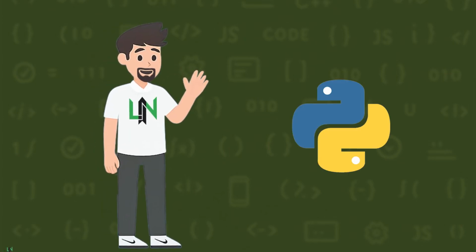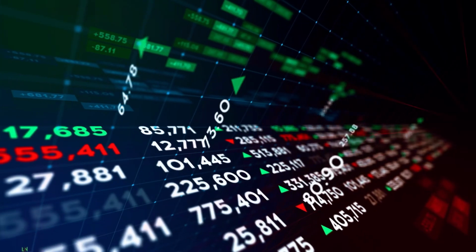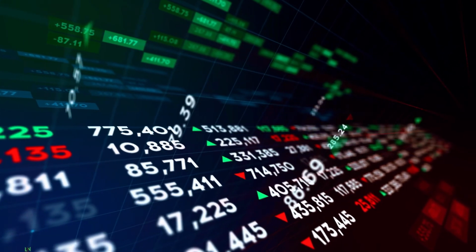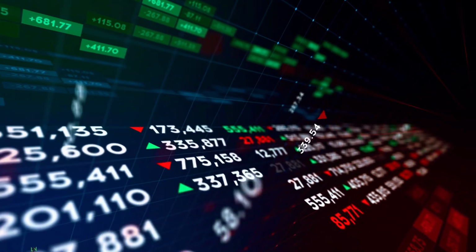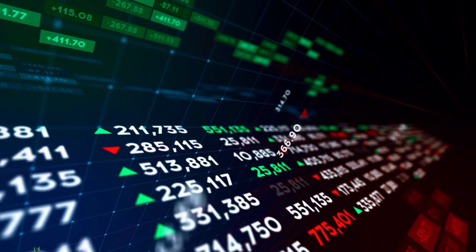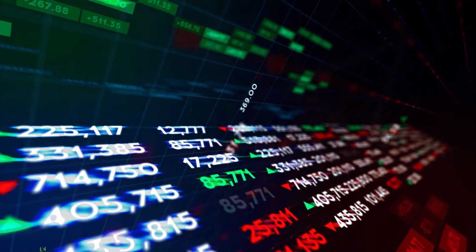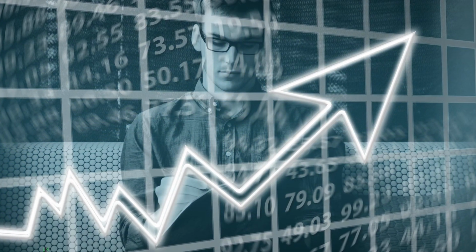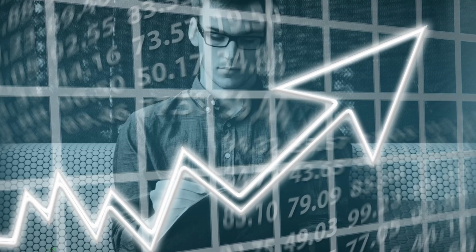As you know, Python is also used in one of the most profitable fields in the world: financial analysis and cryptocurrency market prediction. You've probably wondered if it's possible to use a Python project to predict the potential profit and loss of an investment in cryptocurrencies. The short answer: yes, of course. Not like magic, but through a combination of data, algorithms, and artificial intelligence.